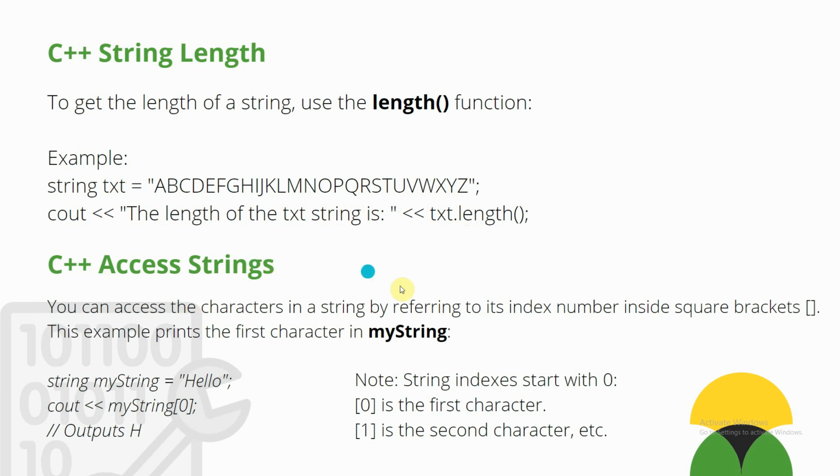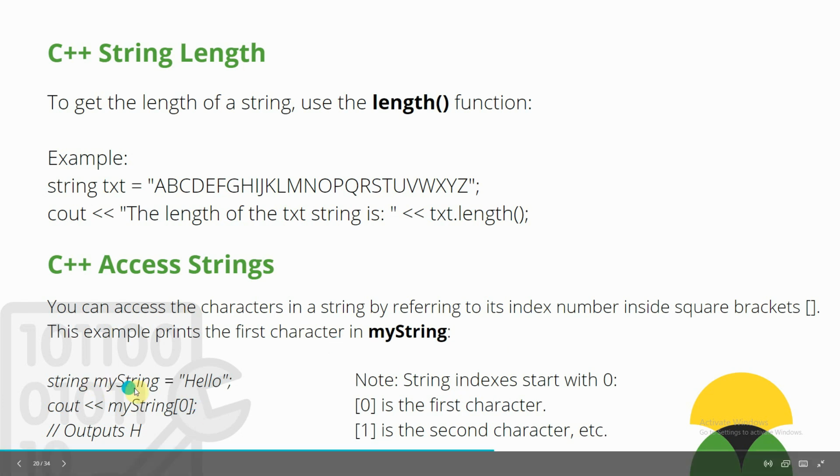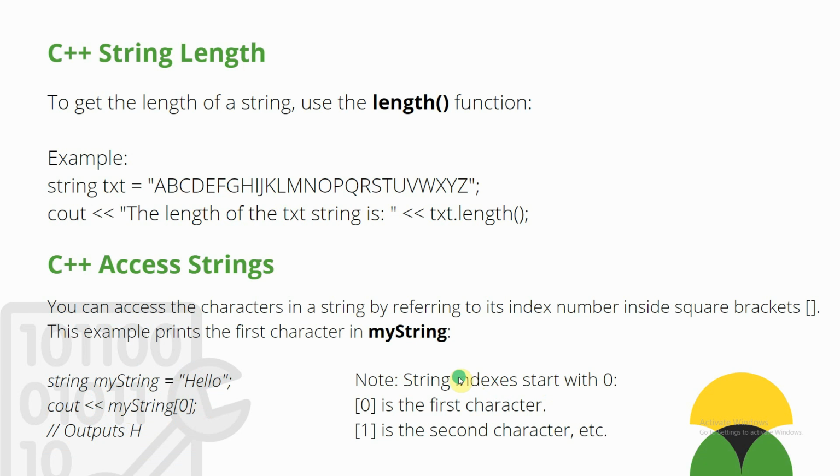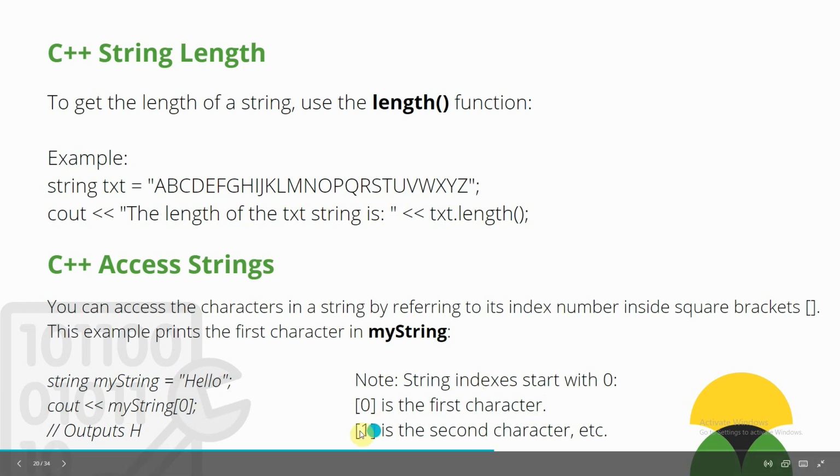Then, in C++, accessing strings: you can access a character in a string by referring to its index number inside square brackets. In this example, it will print the first character in myString, the variable name with "Hello". It will be myString[0], where 0 is the first letter, so it will output H in this command. Note that indexing starts at 0 in our computer: 0 is the first character, 1 is the second, 2 is the third, and so on.